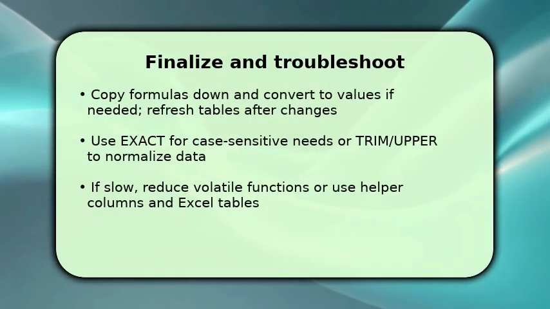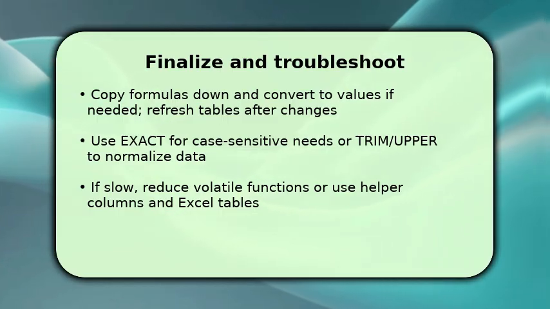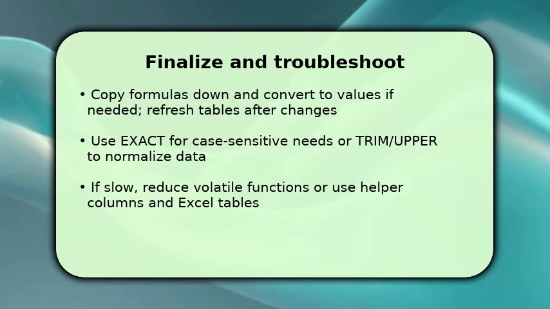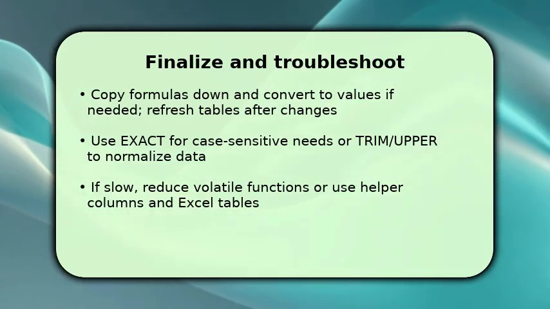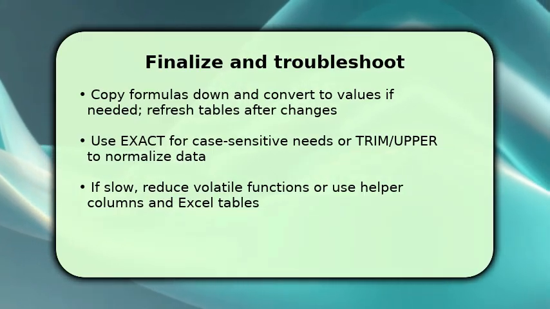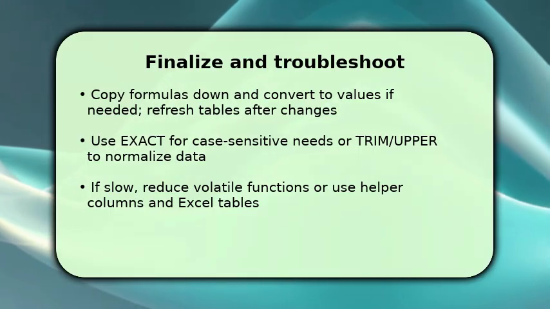If matches look wrong, normalize both lists with TRIM and UPPER, or use EXACT for case-sensitive comparison so you understand why mismatches happen. Once done, convert the area to an Excel table to keep ranges dynamic. If performance suffers with large data sets, split work across helper columns or remove volatile functions.